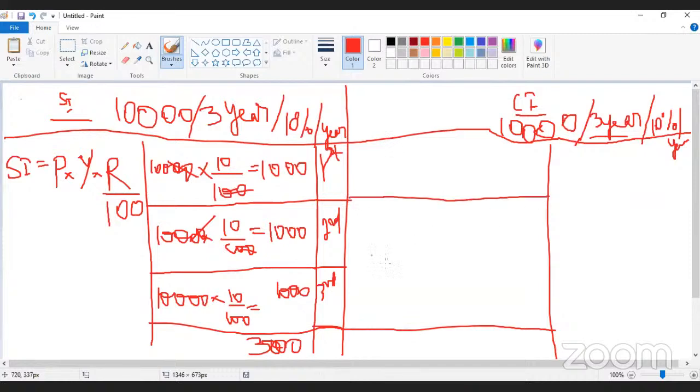The next one is compound interest, doing it the same way. This is the forward process, then we'll do the reverse process questions also.